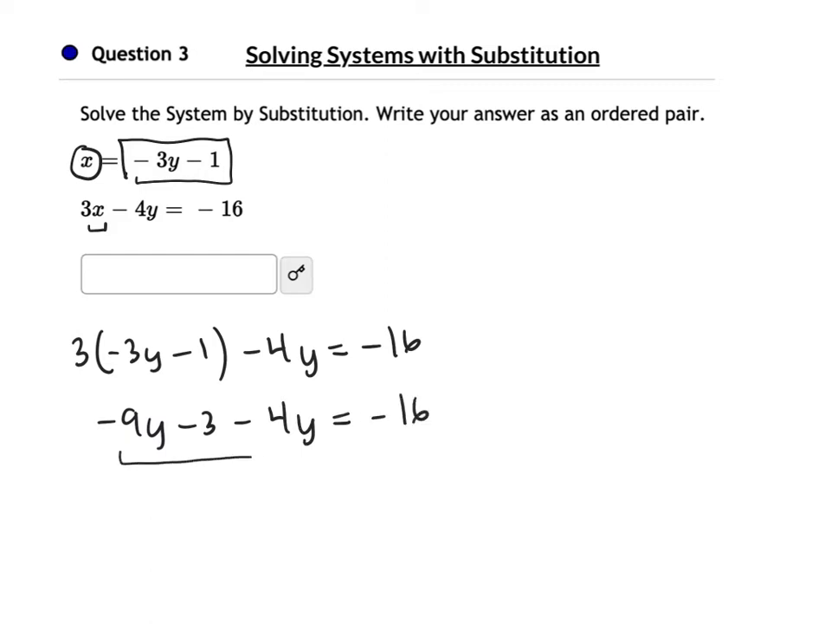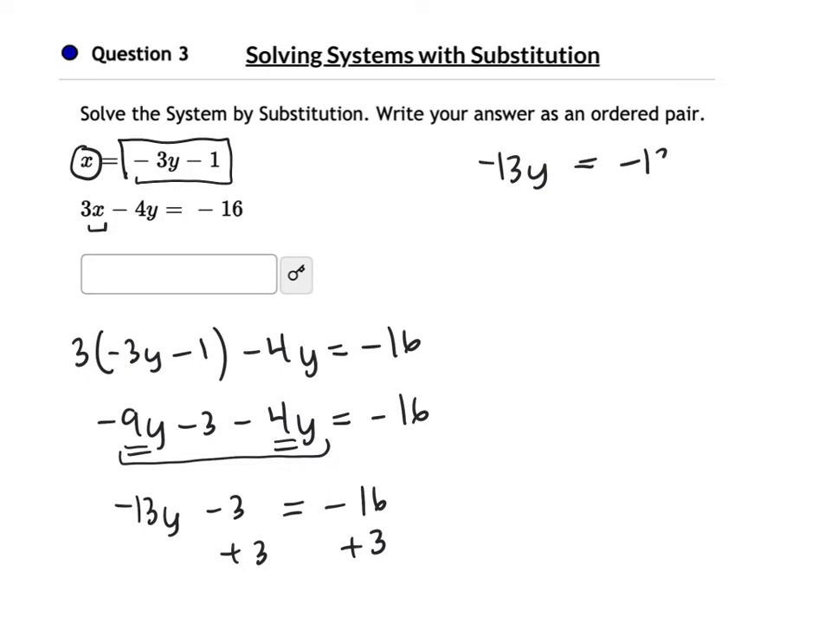Combine like terms, negative 9y and negative 4y make negative 13y minus 3 equals negative 16. Now we can add 3 to both sides. Negative 13y equals negative 13. Divide by negative 13 to get y by itself, and y equals 1.